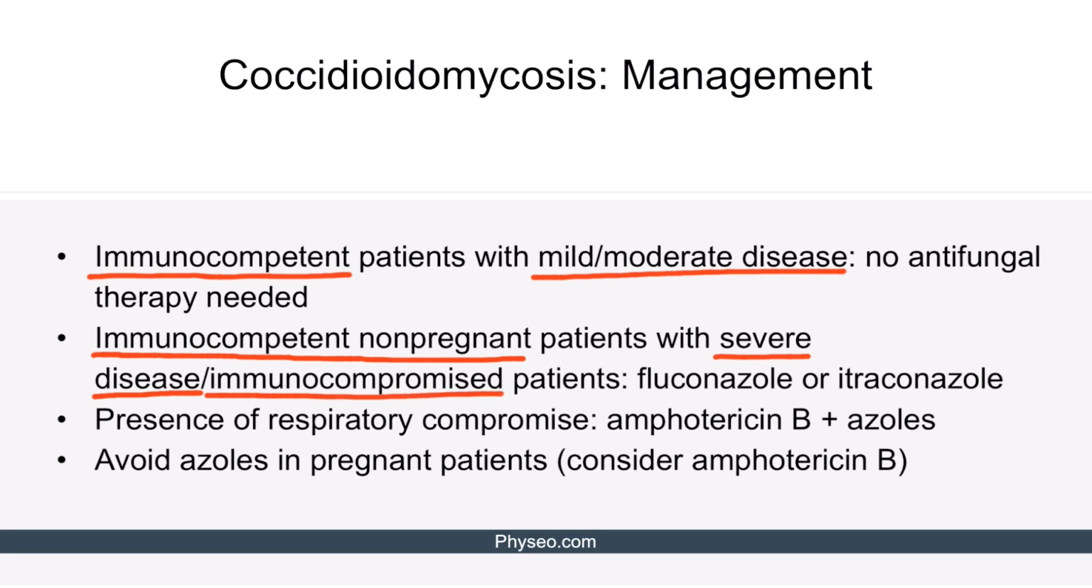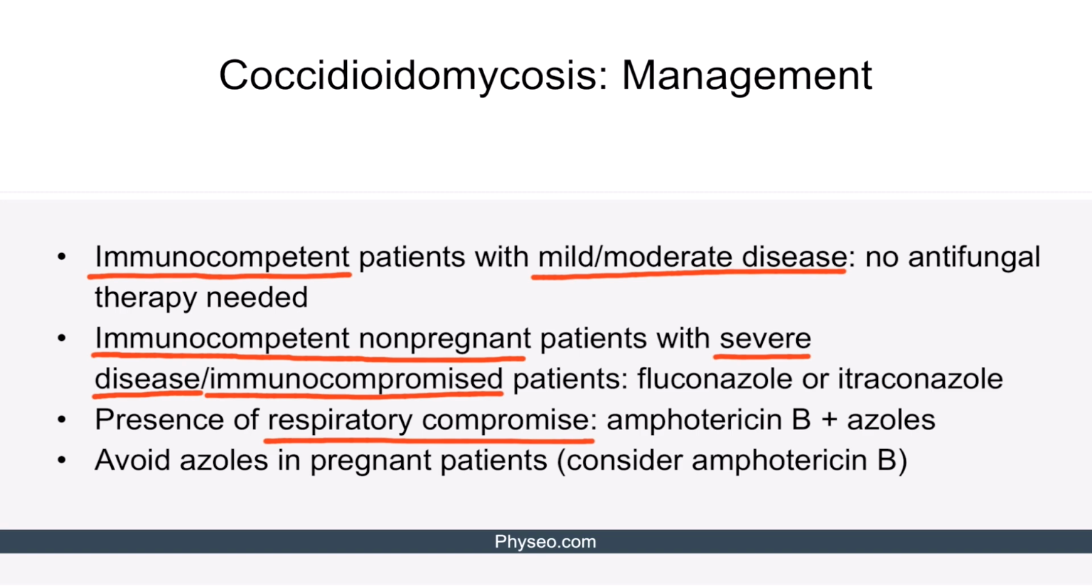And if there's any presence of respiratory compromise, then you're going to add amphotericin B to that regimen. So if you've got a patient with severe disease, you've chosen fluconazole for the patient, you're treating them with that, but then you realize, oh, they've got respiratory compromise. We're worried about respiratory failure. Then you're going to add amphotericin B.